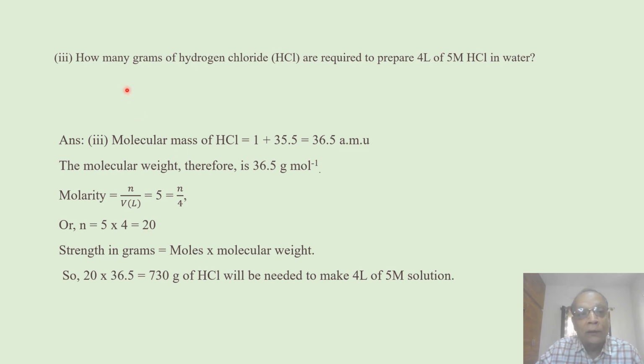But the question asks how many grams of hydrogen chloride. Therefore, strength in grams is moles into molecular weight. The number of moles is 20 as calculated here, and the molecular weight is 36.5 grams, and the answer is 730 grams of HCl will be needed to make 4 liters of 5 M solution.